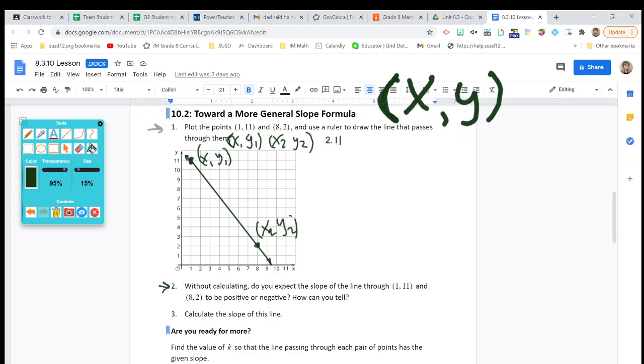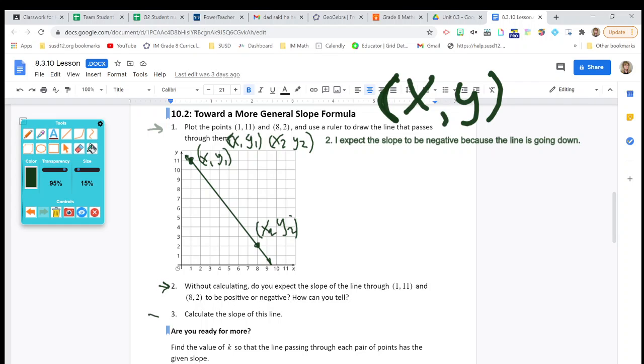Number 2, I expect the slope to be negative because the line is going down. Okay, simple enough, right? It's going down. It's pointed down, it's decreasing. However you want to say it, it shows me that we're going to have a negative slope.